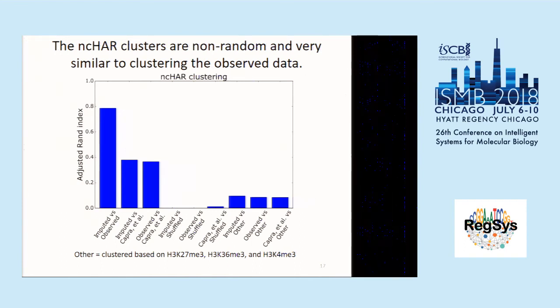Compared to two negative controls. If you shuffle the positions of the non-coding human accelerated regions, you lose this similarity in clustering. And if you cluster based on non-enhancer associated imputed marks, so H3K27me3, H3K36me3, and H3K4me3, you also lose this clustering.